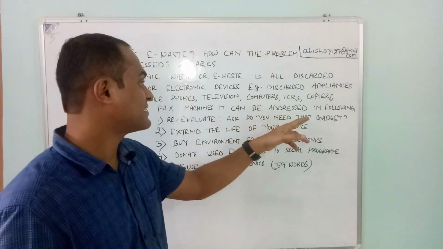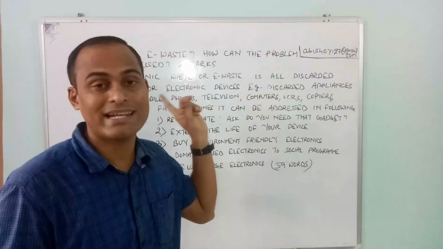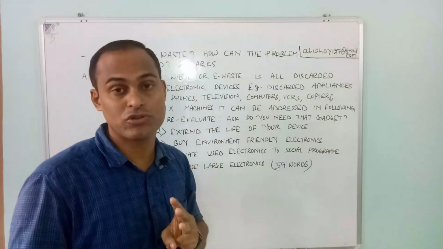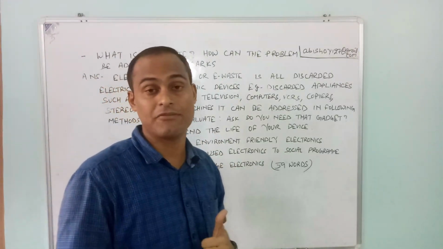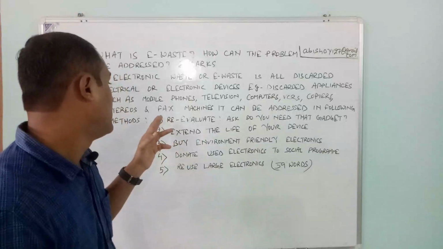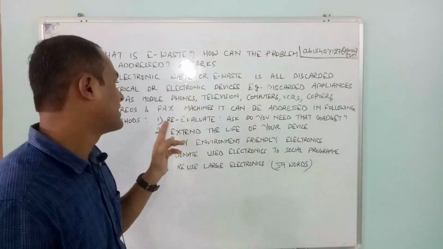It can be addressed in the following ways. See, there are two parts to this question. Part one is what is e-waste, which will give you 3 marks, and the second part is how it can be addressed, which will give you 3 marks. Then, what are the processes in which you can address it?